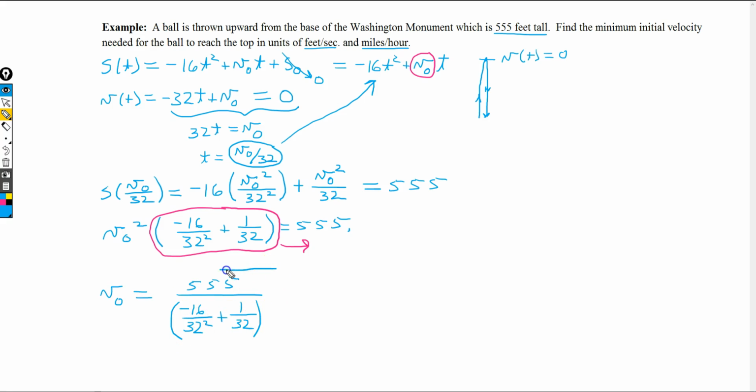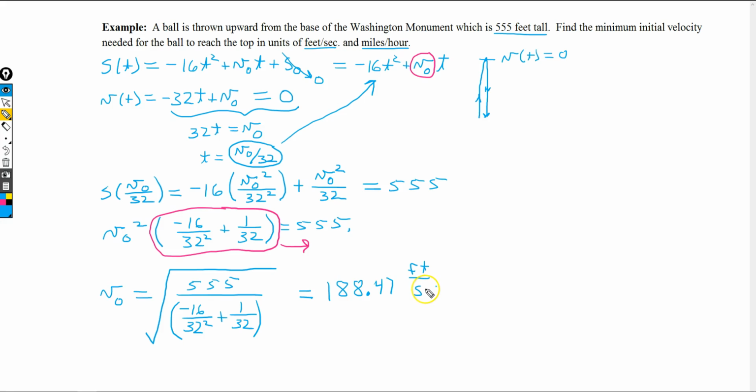And then we have to take the square root of everything. And if you evaluate that quantity on your calculator, remember to use parentheses very carefully when you do that, you will get 188.47 approximately. And that's in units of feet per second. Alright, so that answers our question, but now we want to convert this into miles per hour just to give some context to the problem.